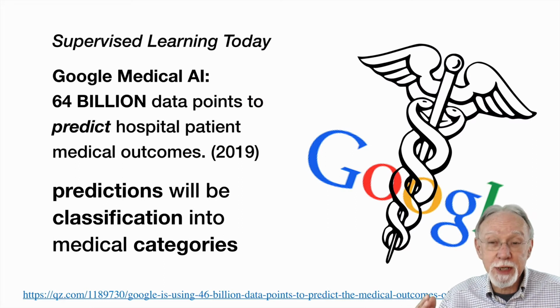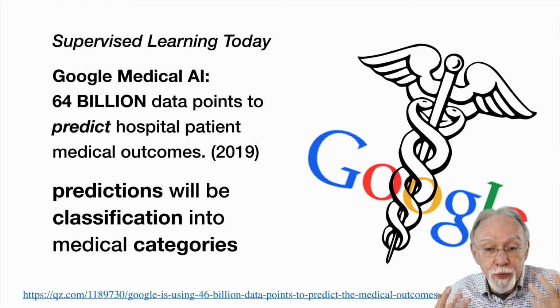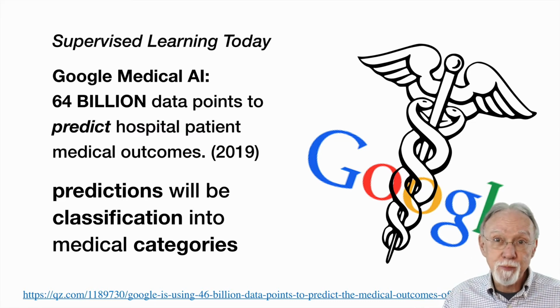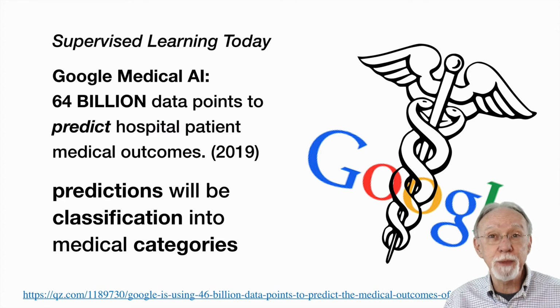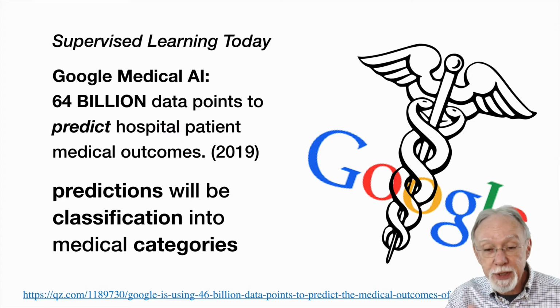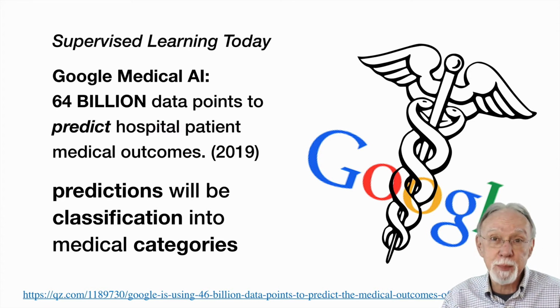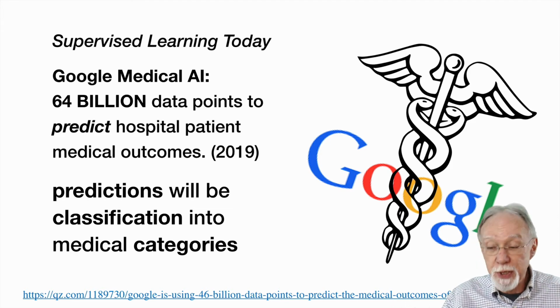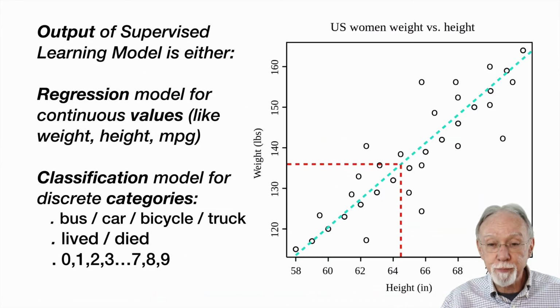Well, how about today? So in 2019, Google worked on a medical project getting patient data that amounted to 64 billion data points. And those were used to create a machine learning model to predict the medical outcomes of hospital patients. The predictions were classified into categories, such as getting better, dying in 2 days, something like that.